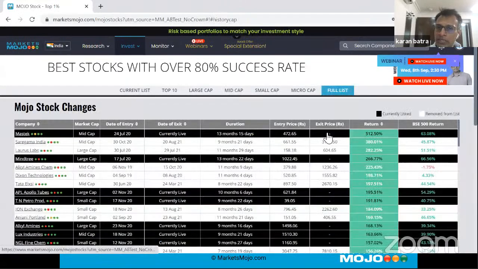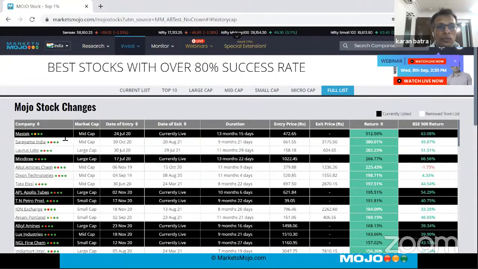You can click on the full list. Now, the full list will have complete details. So since the day we started tracking Mojo stocks, even if the stock may not be a part of the Mojo stocks today, the entire performance will be listed here. The ones in black are the ones which are still in Mojo stocks. So Mastech, like we saw, is still a Mojo stock. Saregama recently went out of the Mojo stock list after being there for 9 months. It generated 380% return in the period versus a benchmark of 45%.